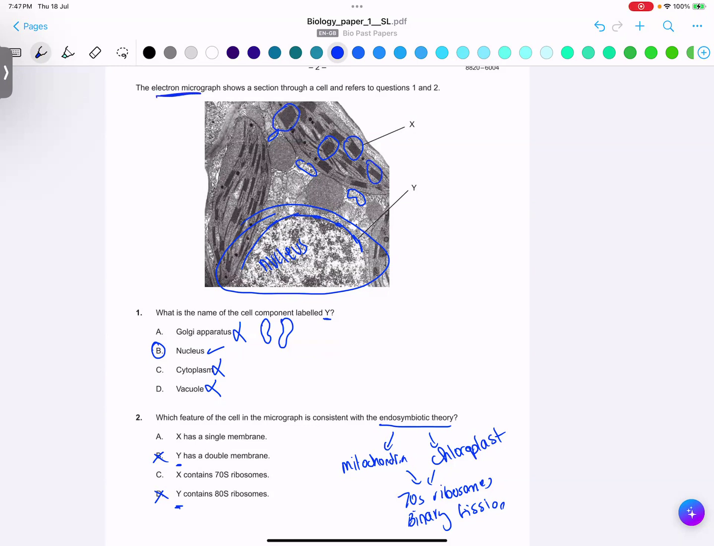So now we can automatically know that this is a chloroplast organelle, and the fact that they're asking about the endosymbiotic theory also hints that it is the chloroplast. Here, X has a single membrane, but this is not the point of the endosymbiotic theory. So here, X contains 70S ribosomes is our answer.